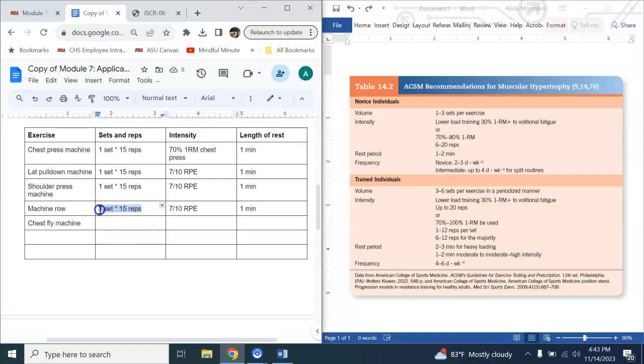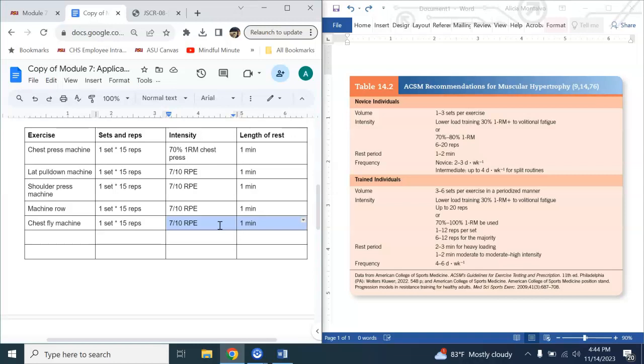I can do 1 set of 15 reps. I probably don't want to do this at 70% of my 1 rep max chest press. This person is probably not in a position that's going to be really intense for this exercise. So I'm just going to choose a 7 out of 10 RPE. All right, so that's a push, pull.